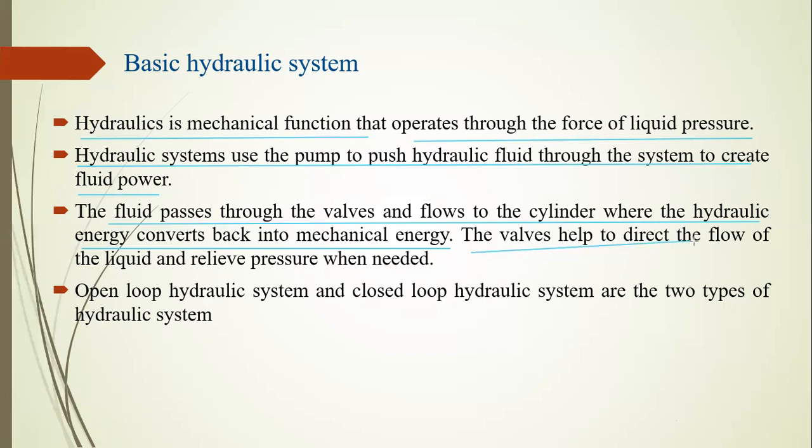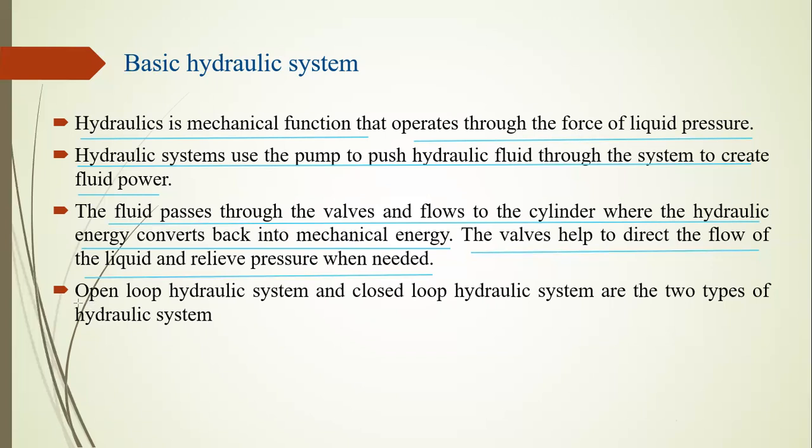The valve helps to direct the flow of the liquid and relieve pressure when needed. What is the function of the direction control valve or the FCV, the flow control valve? It flows the oil or liquid in the line and relieves the pressure when needed. That means when we do not require the high operating pressure at high load condition, we have to remove it. We relieve pressure from the hydraulic line when we need to, so it returns back to its original position.